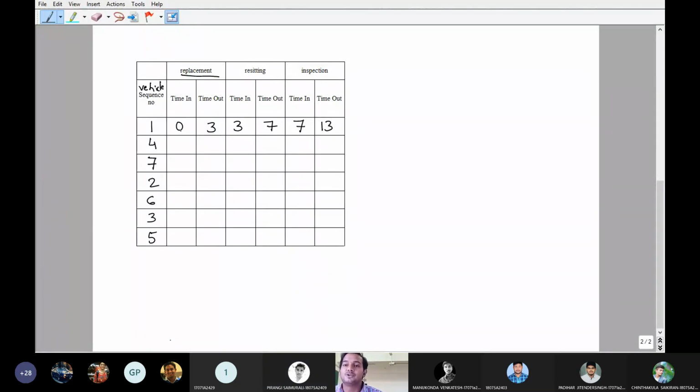Now you have to observe carefully. After this one, the fourth one, the replacement, he will start from the 3 because he can work continuously. How much is he taking for the 4? 4. 3 plus 4 is 7.